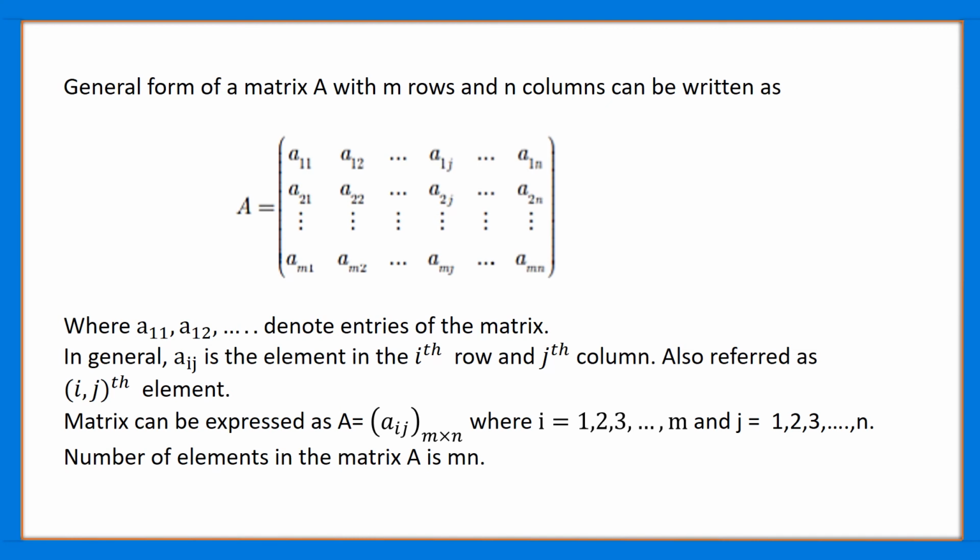Okay. We have seen that m cross n is the order of the matrix and we should not multiply m and n in order to get the order of a matrix. So what will happen if we multiply m into n? If we multiply m into n, then we will be getting the number of elements in a given matrix.